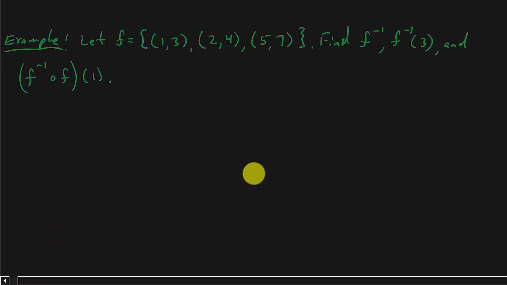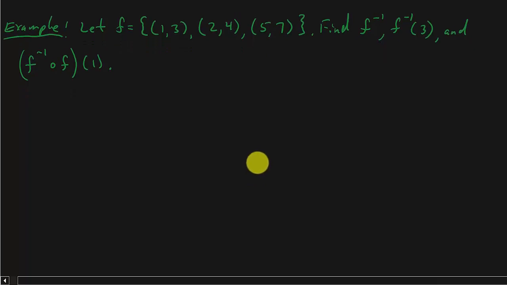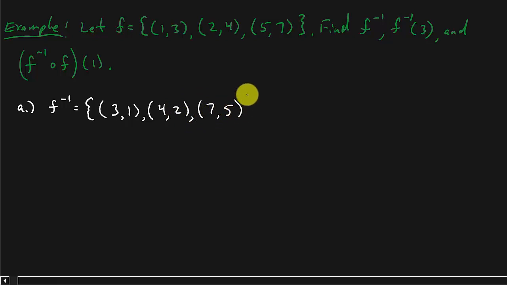All right, so now we have another example. Let f equal this. They want us to find f inverse of 3, and f inverse circle f of 1. First, let's find f inverse. We can see this is one-to-one. We don't have the same y-coordinate anywhere. So the inverse would be (3,1), (4,2), and (7,5). All right, so there's the answer for part A.